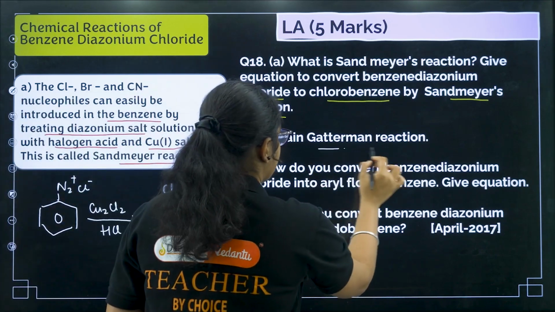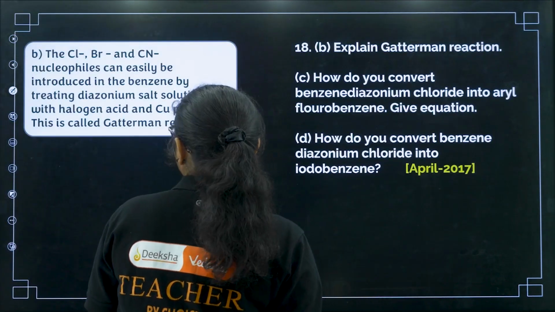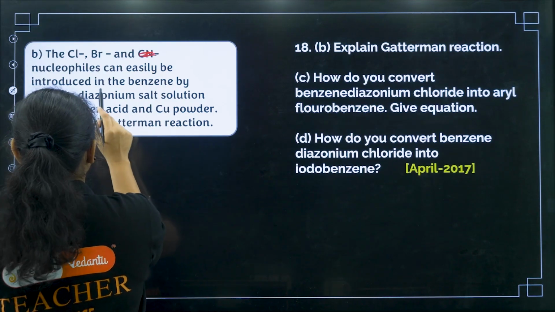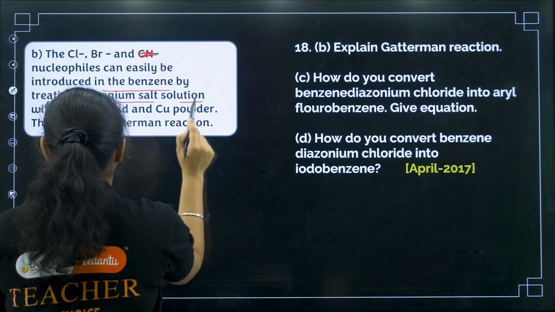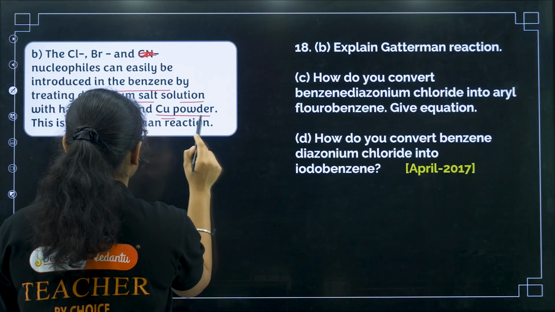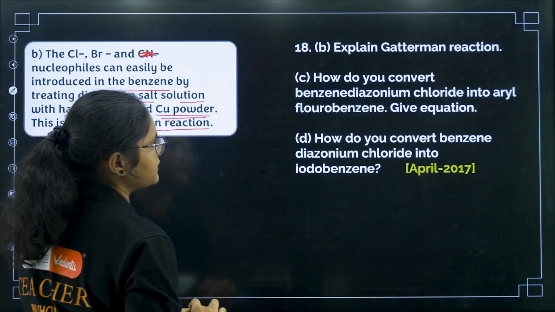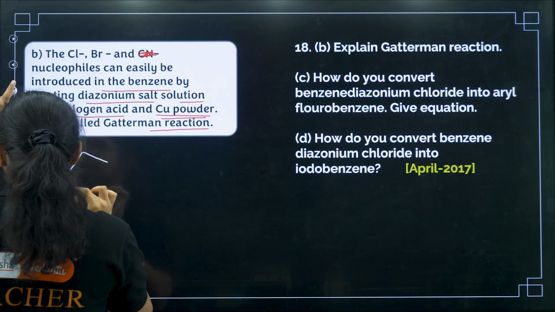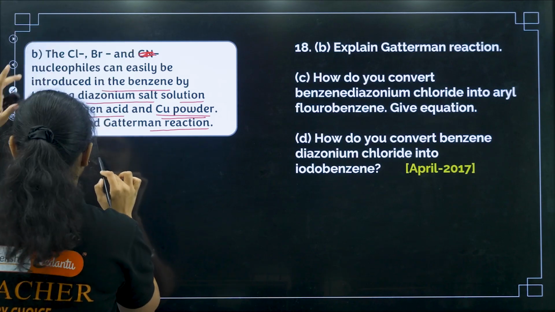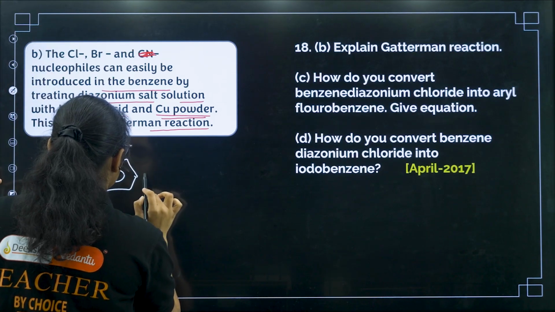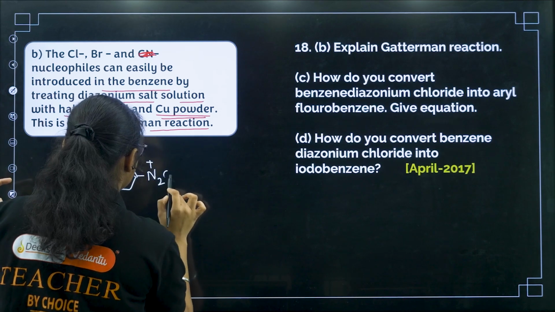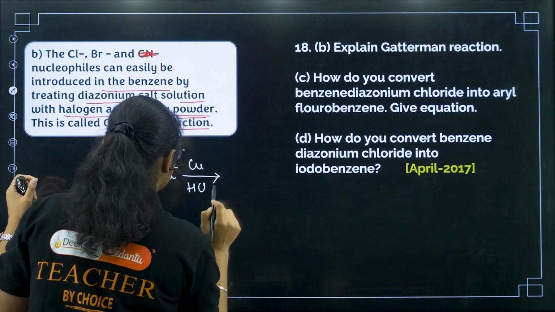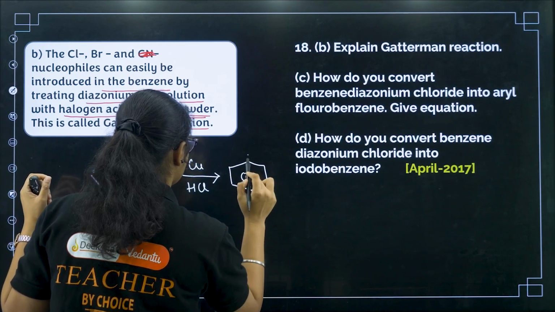Okay. Explain Gattermann reaction. Next one, same thing, chlorine. So here in Gattermann, the CN group can easily be introduced to the benzene by treating diazonium salt solution with halogen acid and copper powder. This is called Gattermann reaction. Okay, if I want to write an example here, you can write like this. You can have N2 plus Cl minus with copper and HCl. Okay, so I will get here chlorobenzene.